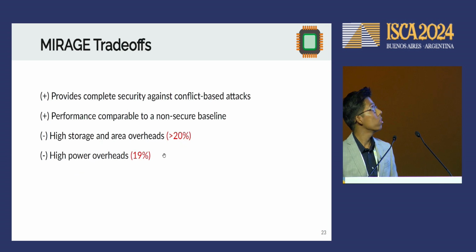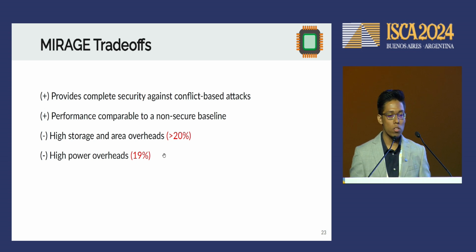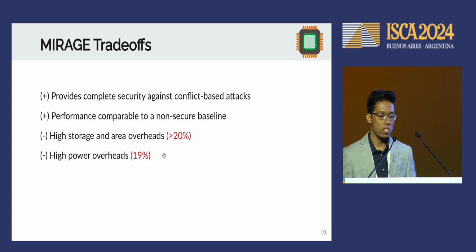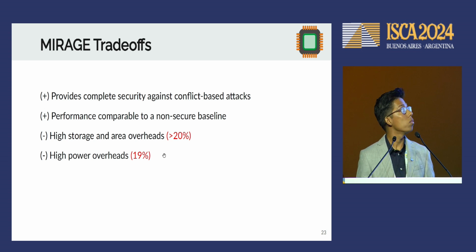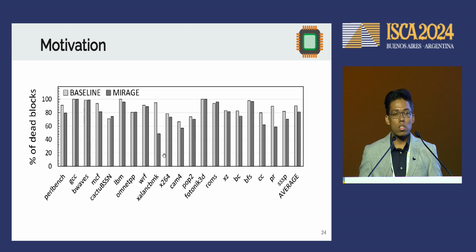But there's an issue with this Mirage design. Because of the use of forward and reverse pointers that connect the tag entries and data entries, along with the extra invalid tag ways that Mirage uses, it imposes storage and power overheads, where the storage overhead is above 20% and the power overhead is around 19%. Now, can we fix this?